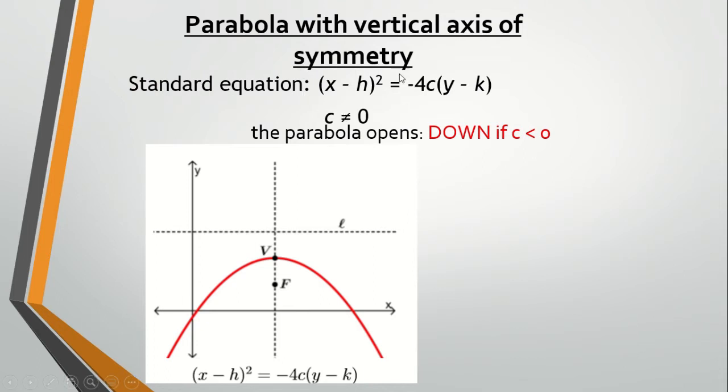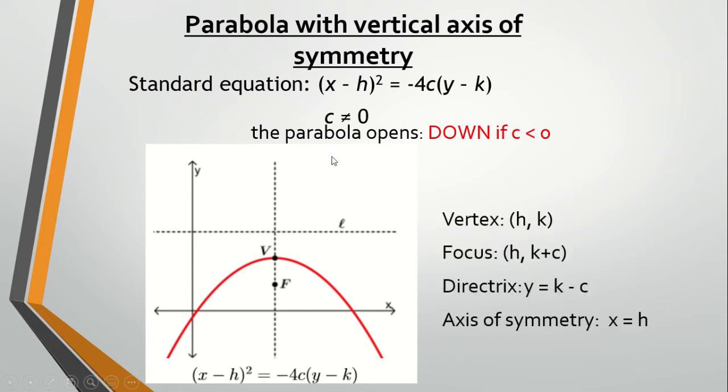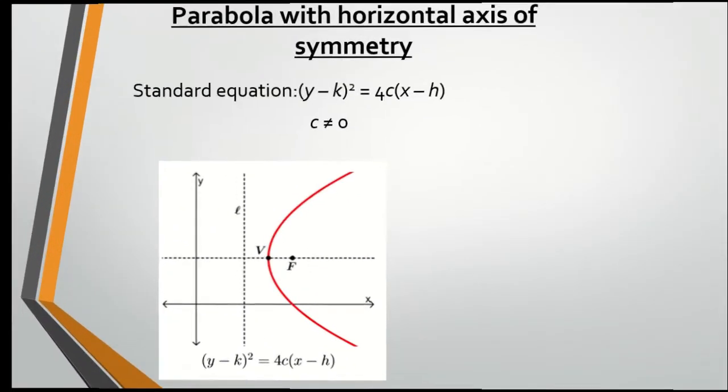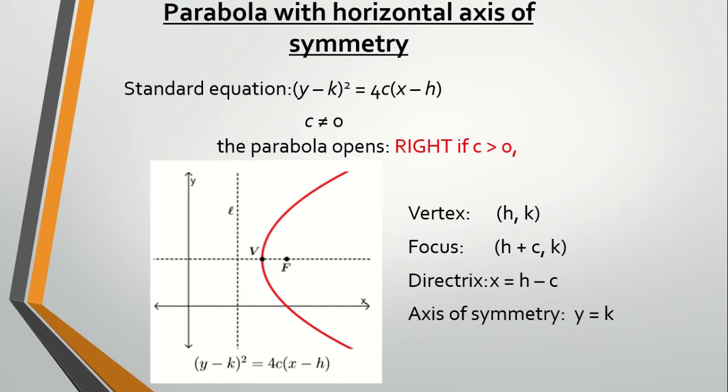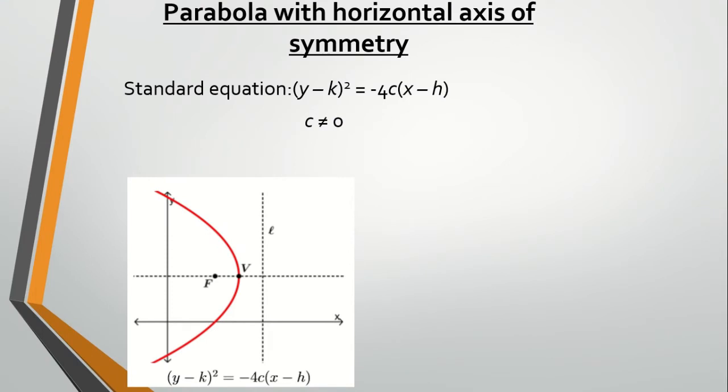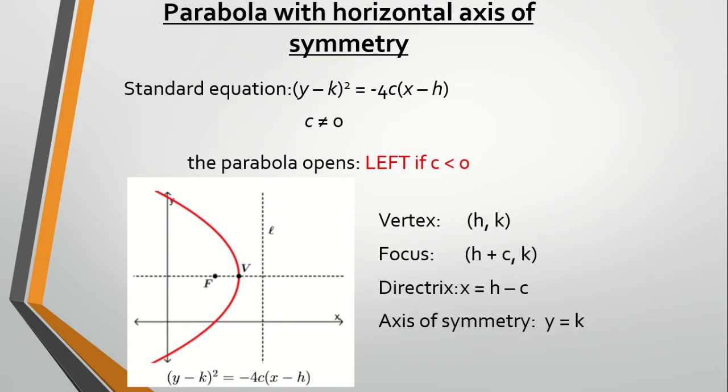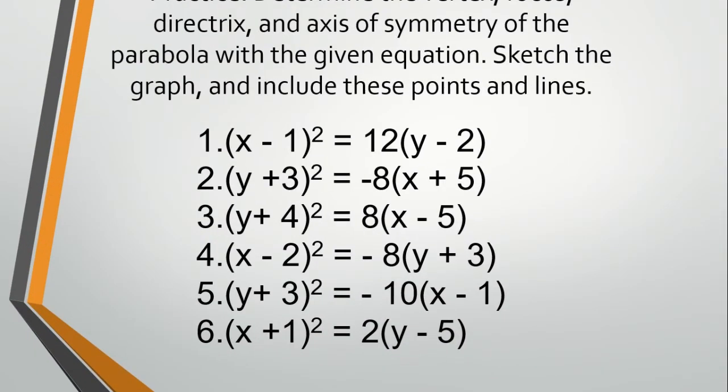The same with this one, the squared variable is x, and c is less than 0 or negative, so therefore the parabola opens downward. And these are the formulas for finding the properties. In this one, the squared variable is y, and c is greater than 0 or positive, so the parabola opens to the right. So here are the formulas for determining the properties. And the last one, the squared variable is also y, but c is less than 0 or negative, so the parabola opens to the left. And here are the formulas for the properties. So let's have an example so that you can understand clearly the parabola and its properties.